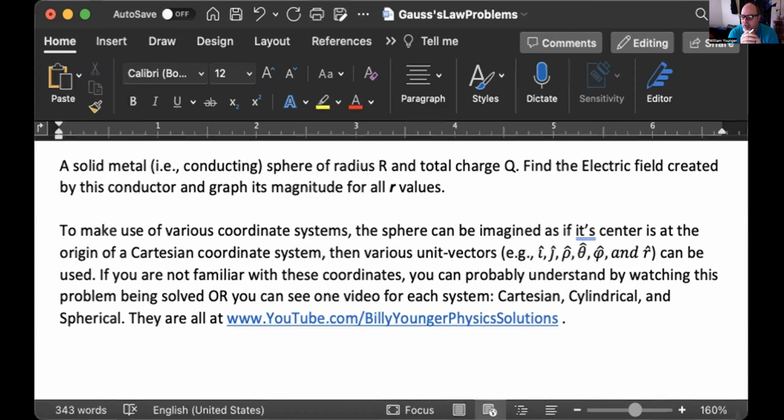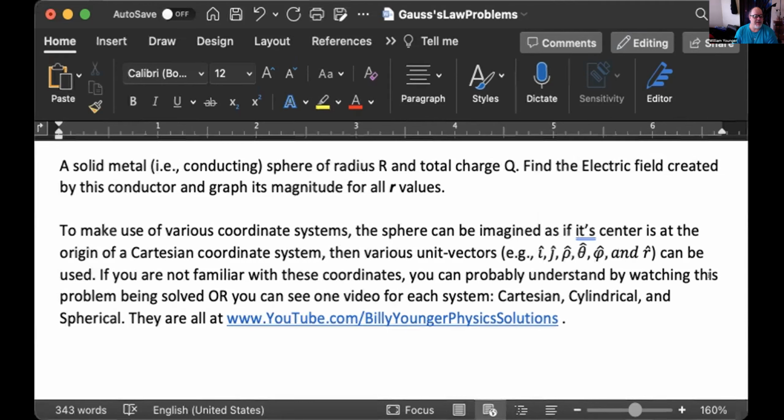Again, if you want to know more about the coordinates, you can just go to my YouTube site, Billy Younger Physics Solutions, and do a search for cylindrical coordinates or spherical coordinates, and you'll find them. If you're not familiar with the coordinates, you can probably understand by just watching this problem being solved.